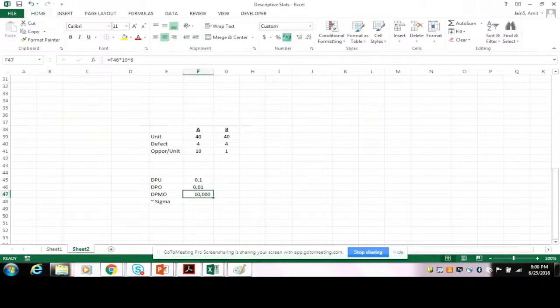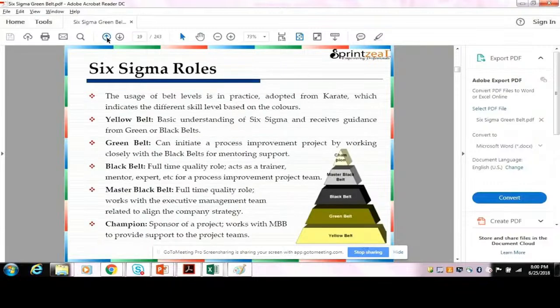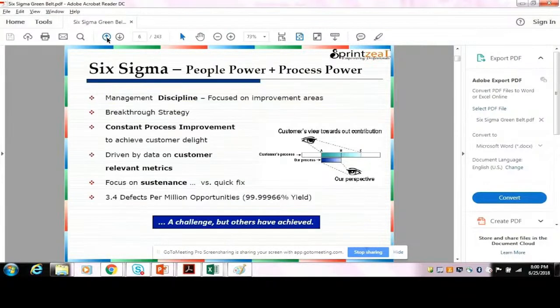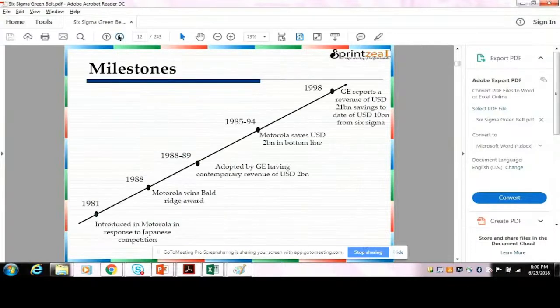So in terms of sigma level, is there a calculation for sigma level? Yes, there is. We'll go through that later on. We'll go step by step. So 3.5, 3.8, somewhere in there? Yeah, somewhere between 3 to 4, right? Okay. Yeah. Right.